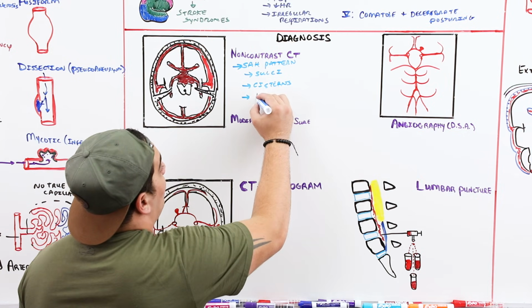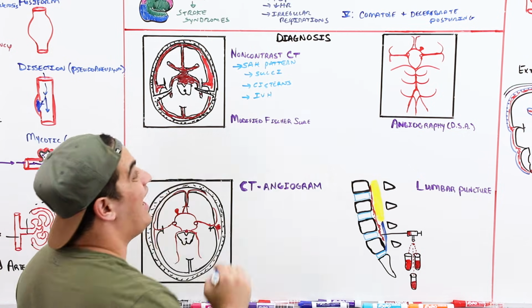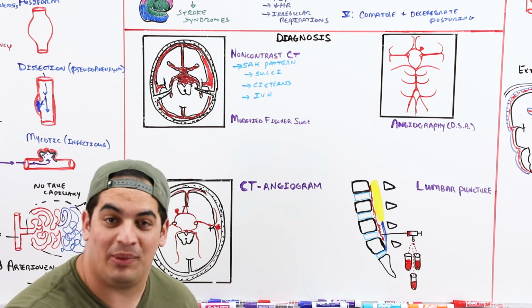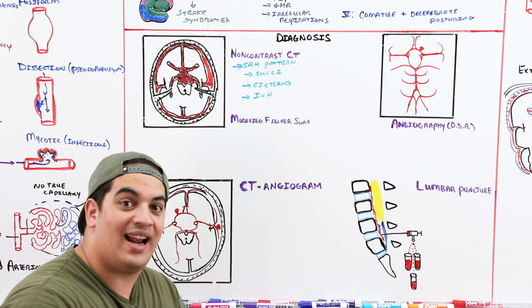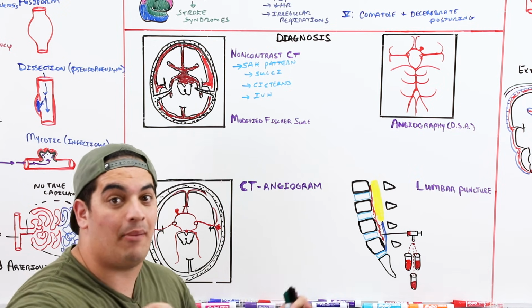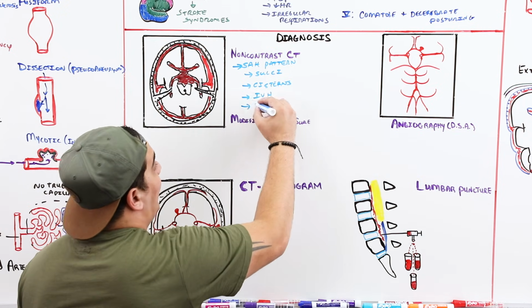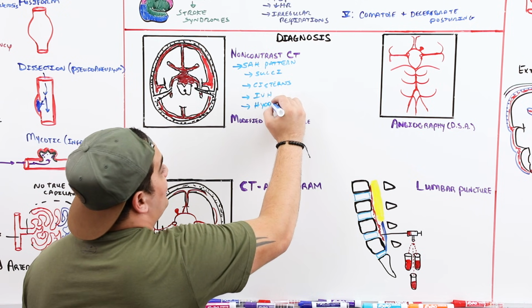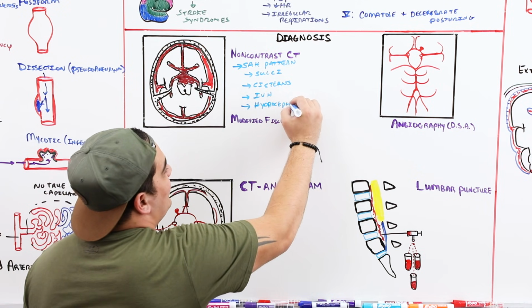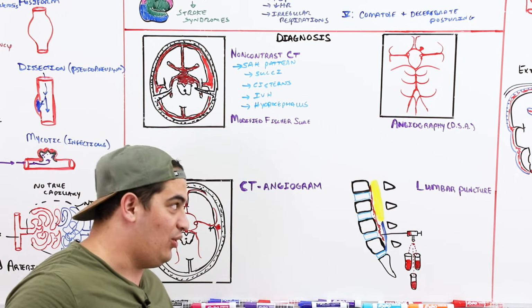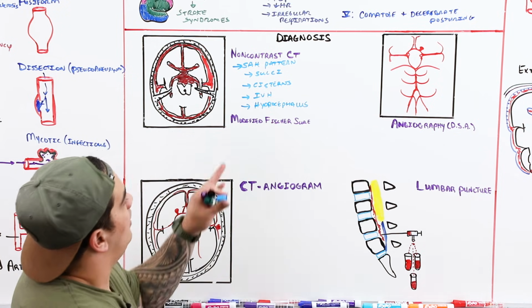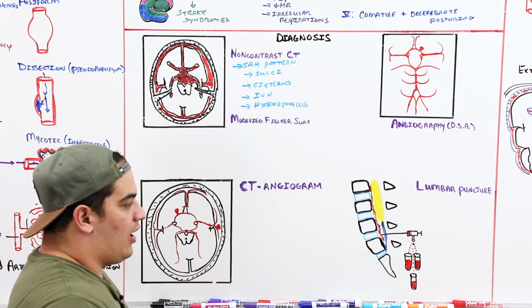Sometimes you can get extension of that bleed into the ventricles causing IVH. Another thing to be looking for is, if there is blood in the ventricles, is it enough that it is actually causing the ventricles to puff up? In other words, are those ventricles dilated, and do they have hydrocephalus? And what are the different types of hydrocephalus? The acute one would be an obstructive hydrocephalus. The chronic one would be a communicating hydrocephalus. So that's the big thing that you want to look for with the non-contrast CT.